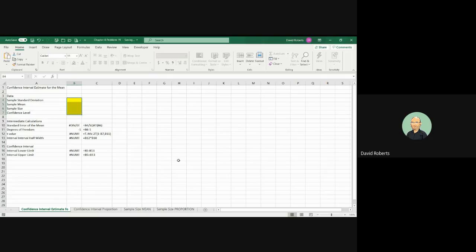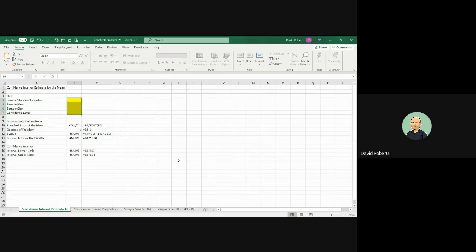So what are we doing here? We're trying to find the average commute time in these cities. So that is mean. We are wanting to do a 95% confidence interval for the estimate for the population mean. So this is confidence interval for mean. It's not confidence interval for proportion. So be careful with that.